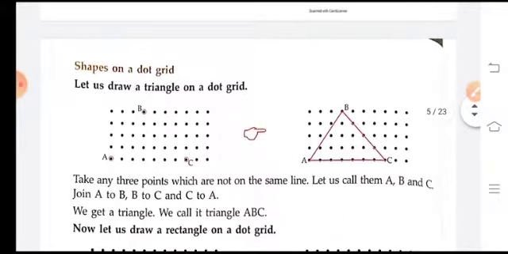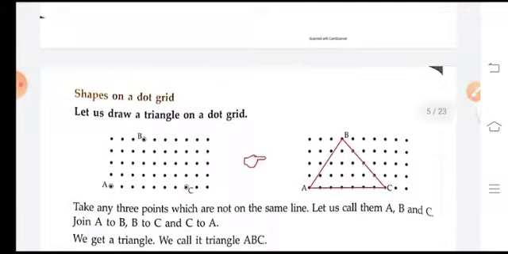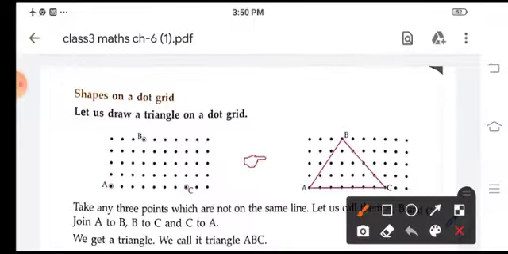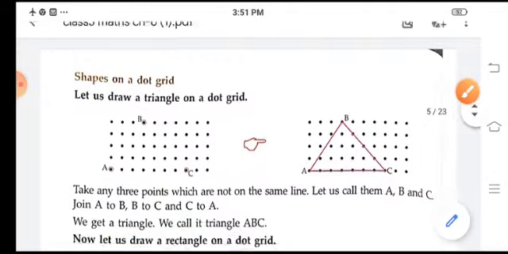Okay, so let's draw the shapes on a dot grid, and first we are going to draw a triangle on a dot grid. So first we have marked A, B and C, and then we join these A, B and C points. So first A to B and B to C and then C to A. In this way we draw a triangle.